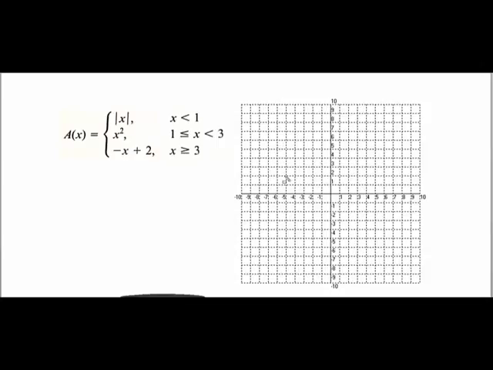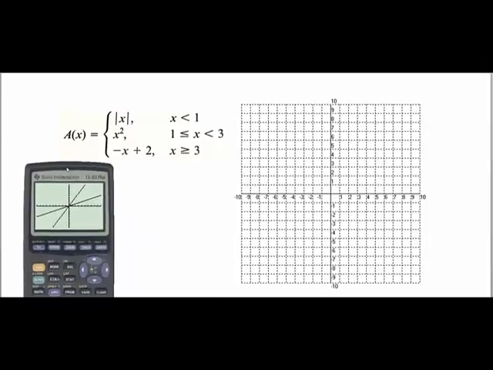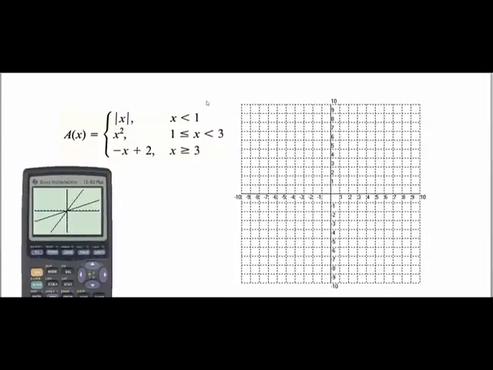You'll note that I have a filter at 1 because I have an answer here where it says x is less than 1, so I'm going to have a filter there at 1. I'm going to have a filter there at 3 as well because I've got a function on the right. So I have a function on the left, a function in the middle, and a function on the right. Well, let's put all 3 of these functions into the graphing calculator and then kind of see where they go on the problem.